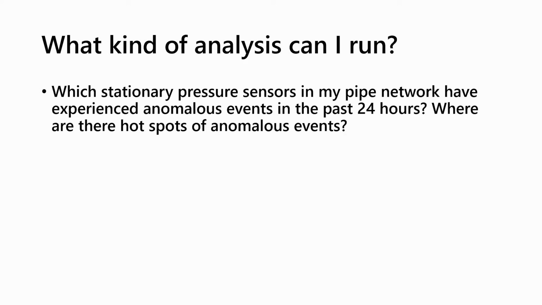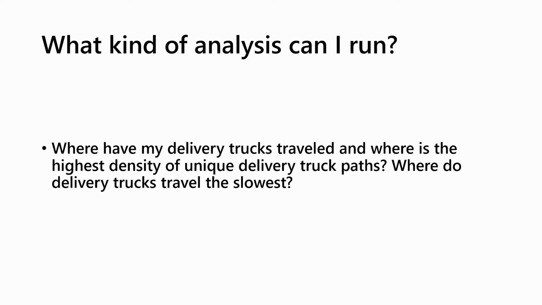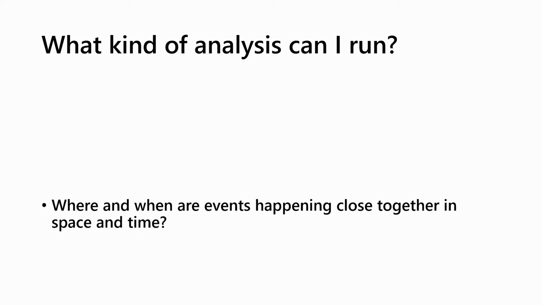So I have 3 examples of analysis that you can run, but throughout this session, Beth will be giving some demos, and we'll talk about a few examples as we go, but here are some quick examples to give you an idea. Which stationary pressure sensors in my pipe network have experienced anomalous events in the past 24 hours, and where are the hotspots of anomalous events? Where have my delivery trucks traveled, and where is the highest density of unique delivery truck paths? Where do delivery trucks travel the slowest? And where and when are events happening close together in space and time?